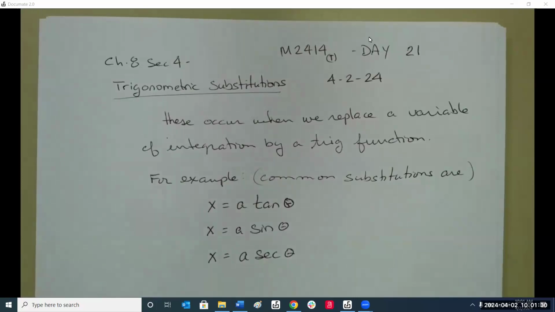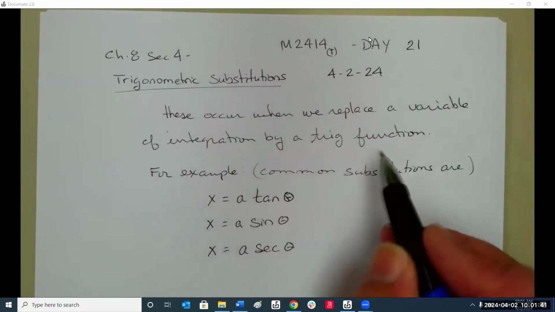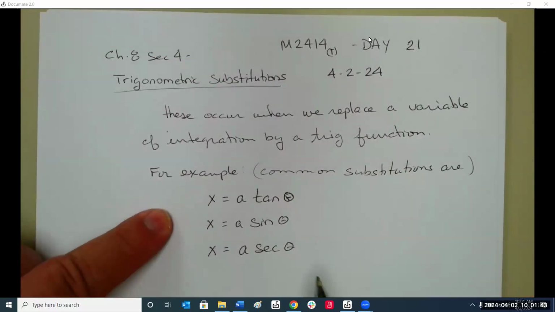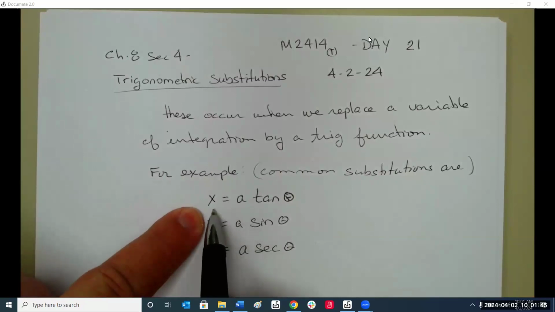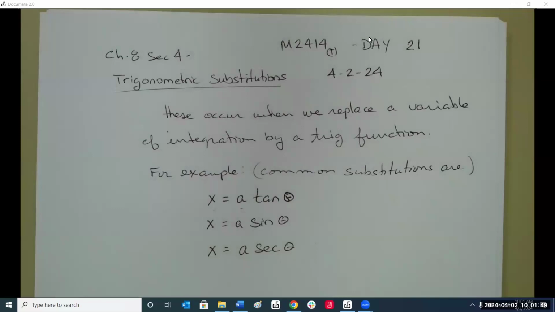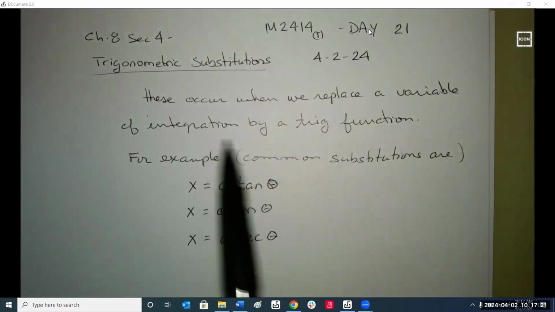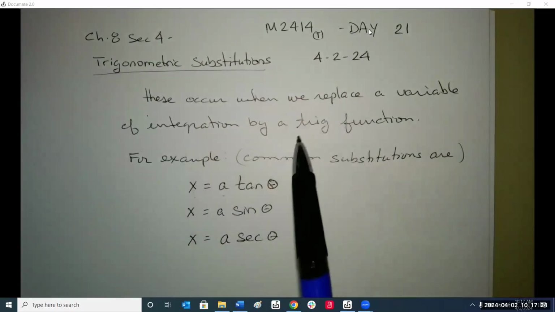Today we're going to do Chapter 8, Section 4, Trigonometric Substitutions. Trigonometric substitutions occur when we replace a variable of integration by a trig function. In other words, if we're integrating with x, we can substitute x for the function a times tangent x. I'm sorry about that. So it's replacing the variable of integration with a trig function.